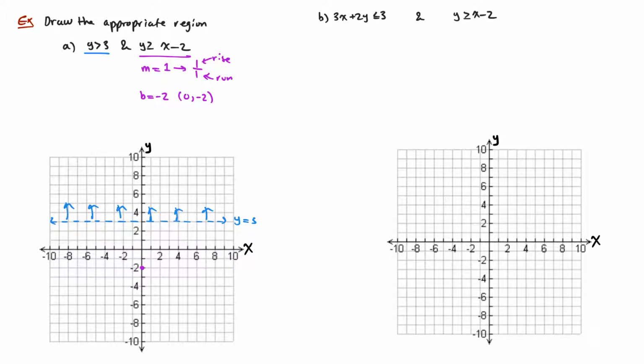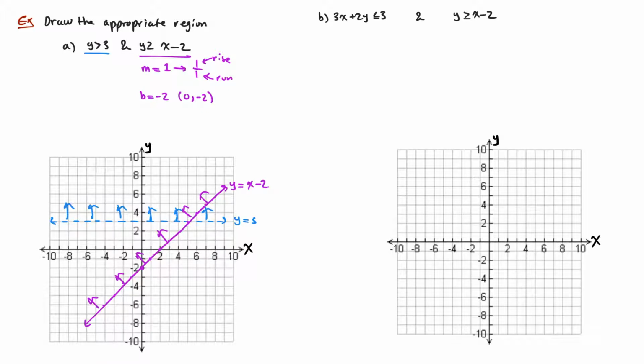I will start at my y-intercept, which is 0, negative 2, and rise by 1 and run by 1. And I will put a few dots over here and a few down here, and I will connect them. This time it is larger or equal to, so I will actually draw a solid line because the equal sign is there, and I will indicate that this is y is equal to x minus 2, and since it's larger, I would have to shade the region above.